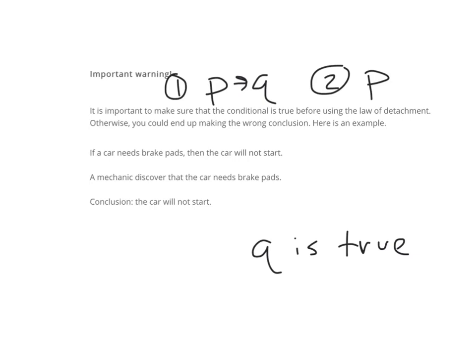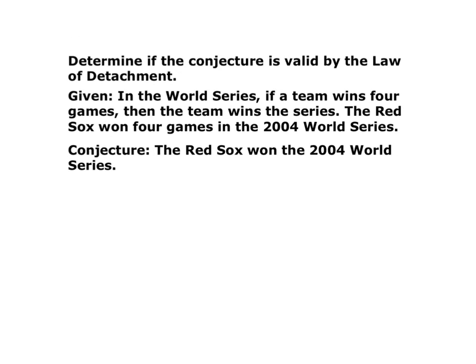So let's look at some examples. Determine if the conjecture is valid by the law of detachment. In the World Series, if a team wins 4 games, then the team wins the series. The Red Sox won 4 games in the 2004 World Series. So is the conjecture true? The Red Sox won the 2004 World Series.